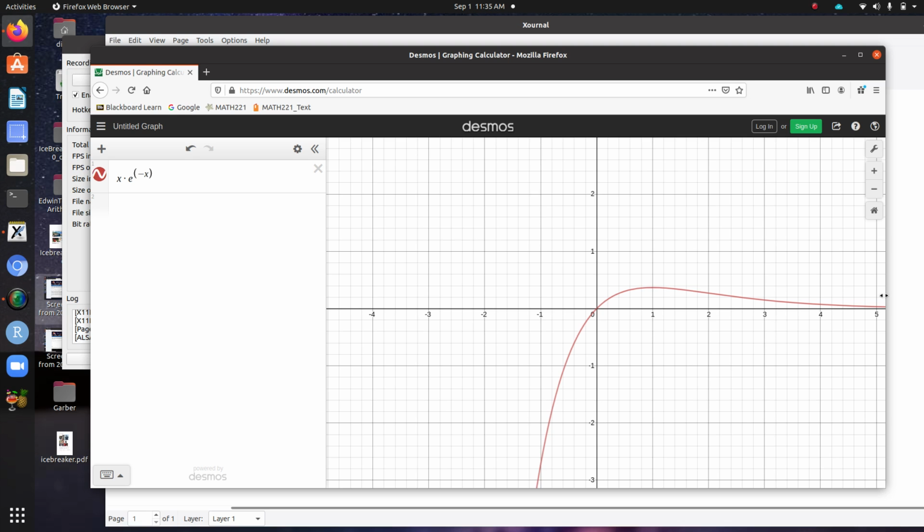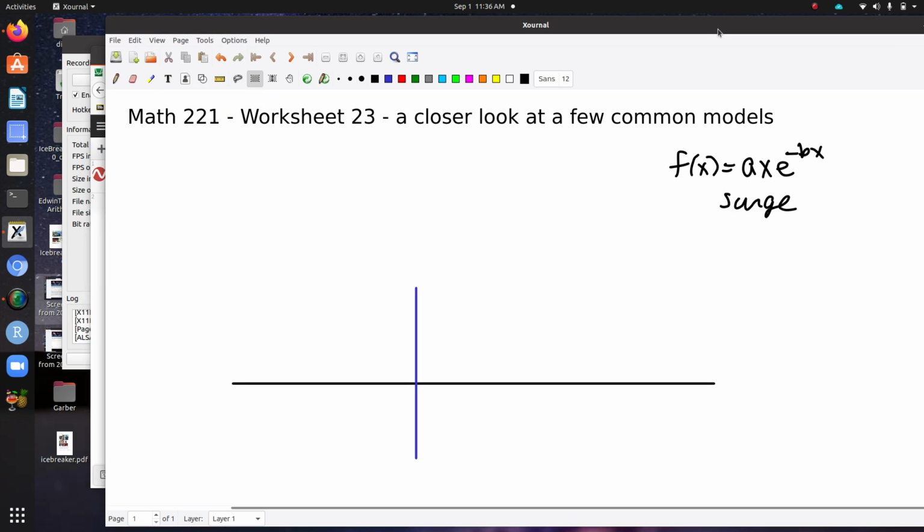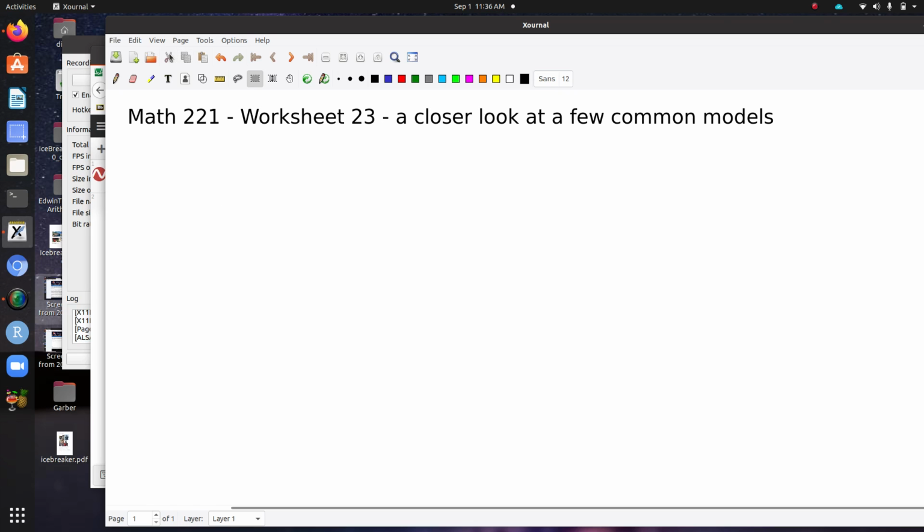But again, your job is to investigate the effects of changing A and B to figure out how you have control over the shape of this surge function. I just wanted to point out the general features so you know what you're looking for and what you're trying to do. Hopefully that helps you understand what you're doing for the first few questions, and then you have the same kind of logic for the last two questions.